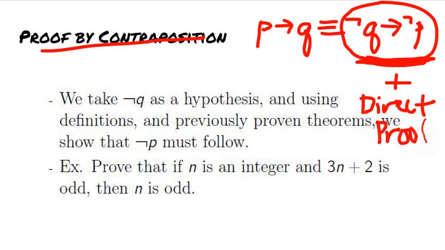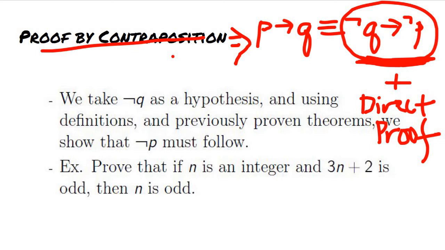So that will be proof by contraposition. You could think of it as an application of the contrapositive plus the direct proof. So we take the negation of Q as the hypothesis, and using the definitions and previously proven theorems, we show that not P must follow to be true.